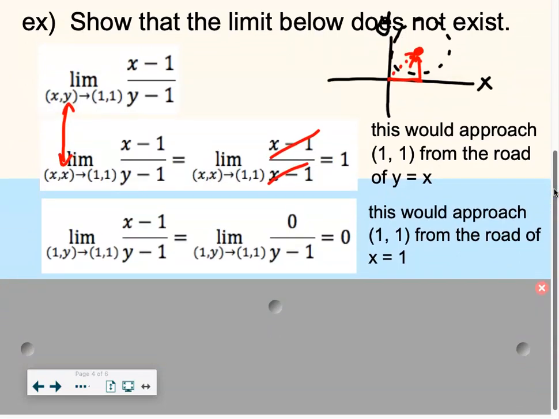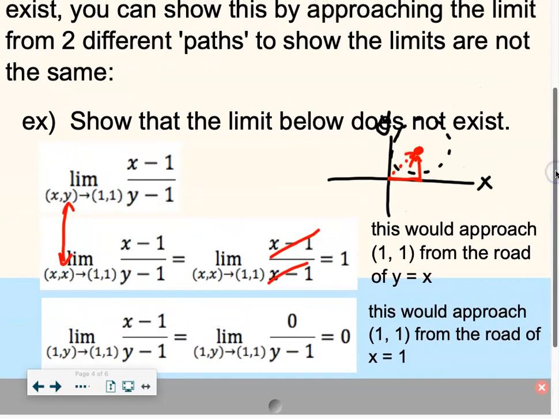Suppose instead of doing it from y, because if we did it from y, we'd get the exact same thing. We'd still have 1, right? So let's try something different. What if we let x be a constant of 1, and then your y stays y? Now you're approaching it from this way. You're on the line x equals 1. Before you were on the line y equals x. Now you're on the line x equals 1.